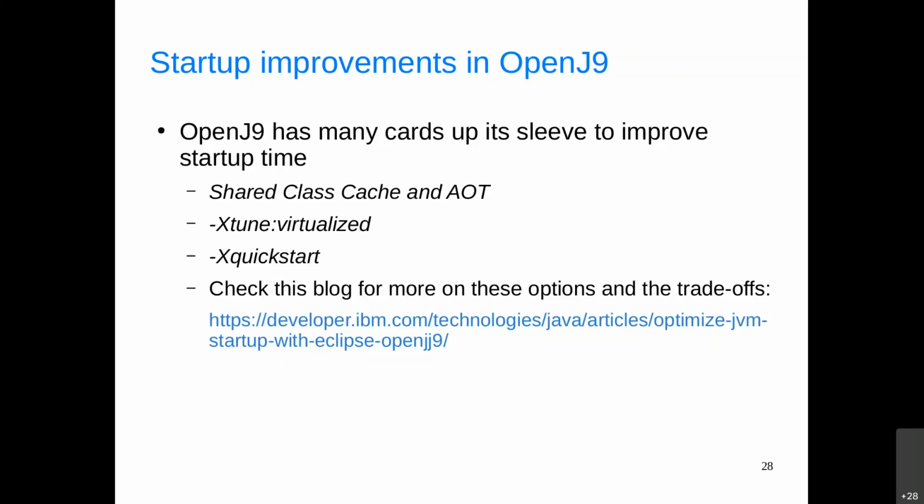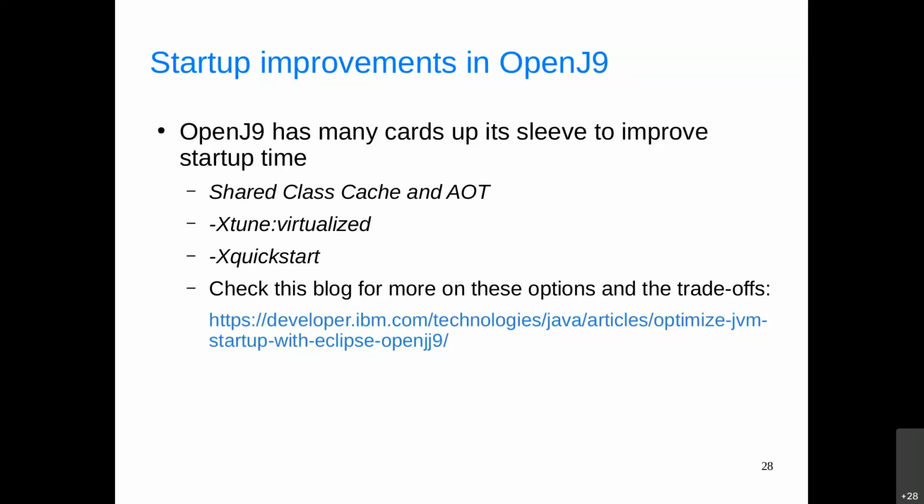And then there are a couple of options like Xtune:virtualized and Xquickstart, which when specified, cause the JVM to aggressively perform AOT compilations, and they also cause the JIT to reduce its CPU usage, thereby bringing down the startup time.